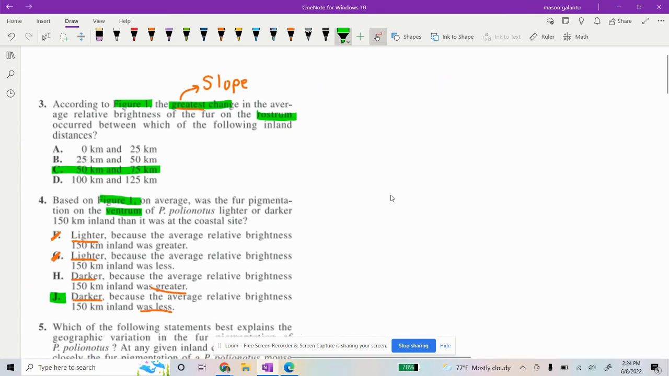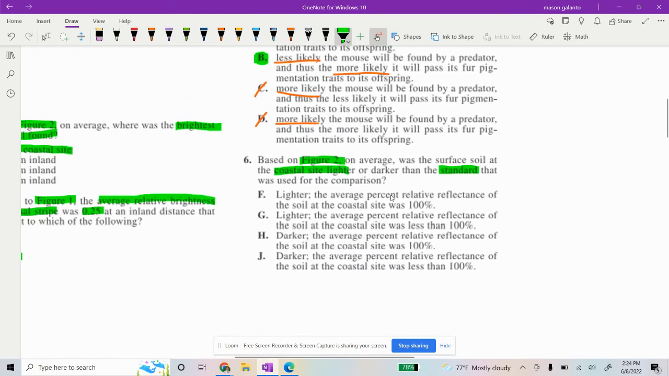And so I want to just figure out which one that is. So again, we're doing our comparisons. Was the surface soil at the coastal site lighter or darker than the standard? Well, it's darker. We know that right away. So lighter, lighter, darker, darker. It's darker, so F and G are gone. And then it's just about understanding how the explanation works.